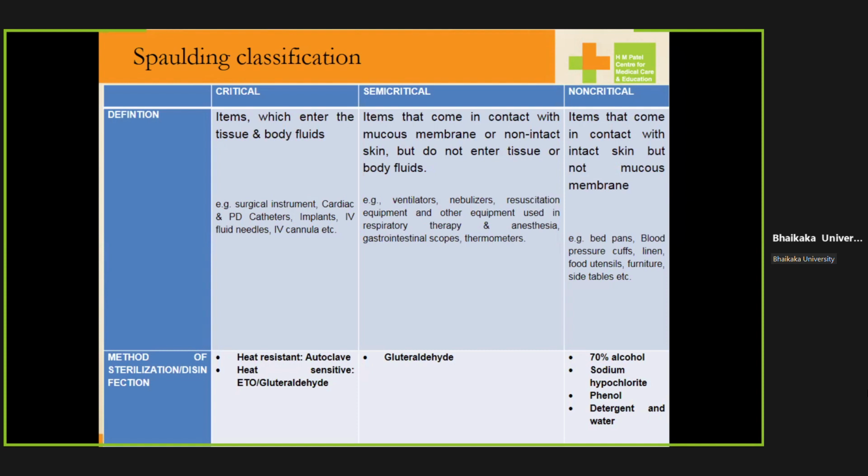So resuscitation equipment, laryngoscopes, vaginal speculum, thermometers, oral thermometers that are being used, gastrointestinal or respiratory scopes that are being used, all these items are considered to be semi-critical items.